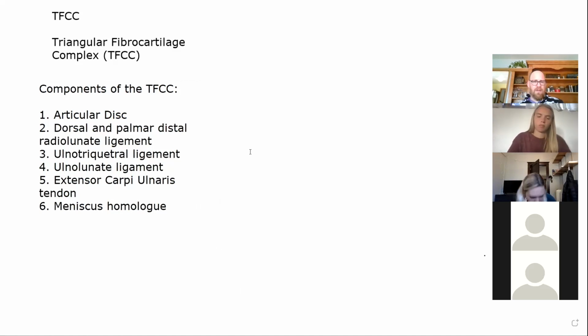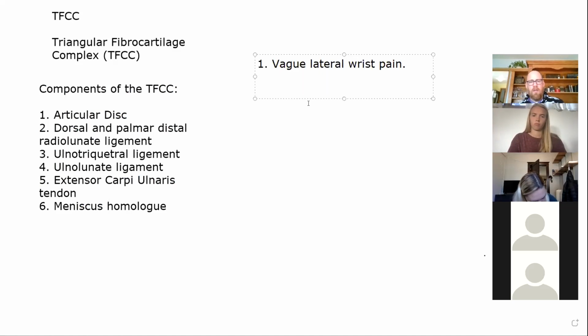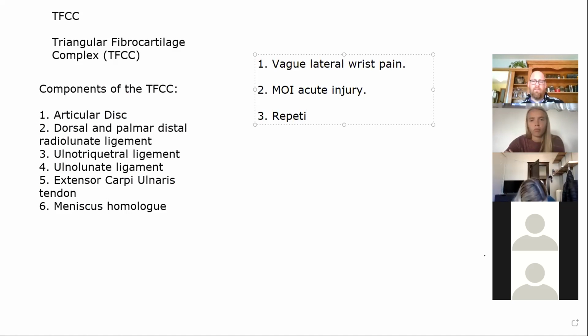When someone comes in to see you with a possible TFCC injury, one of the first things they're going to tell you is that they complain of vague lateral wrist pain. Often there could be a mechanism of injury associated with an acute injury. The other thing is that there may be repetitive microtrauma due to repetitive rotation of the wrist.